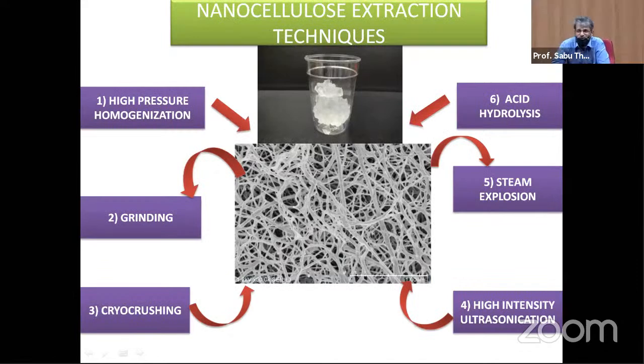How do we produce this? There are different ways you can produce this. I mentioned this high-performance optimization, the grinding process. You do crushing at low temperature, cryo crushing. Look at this. You can do acid hydrolysis, steam extrusion process, ultrasonication process, so there are a variety of techniques by which you can make nanocellulose. Like this. This is a wonderful nanocellulose.